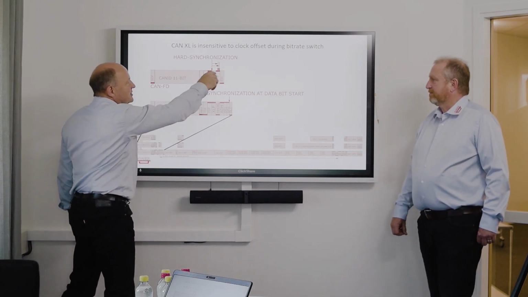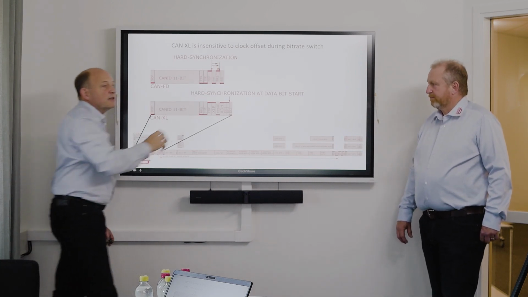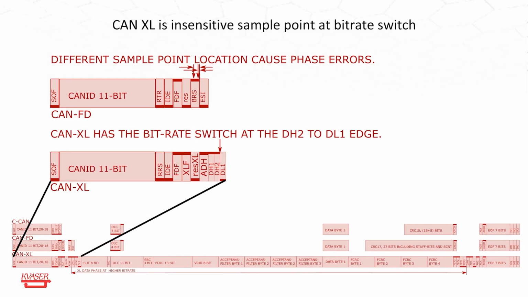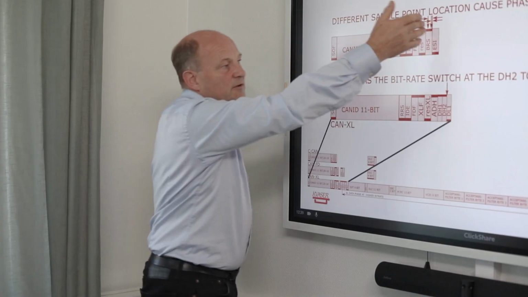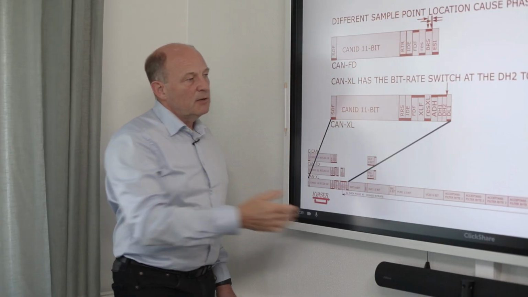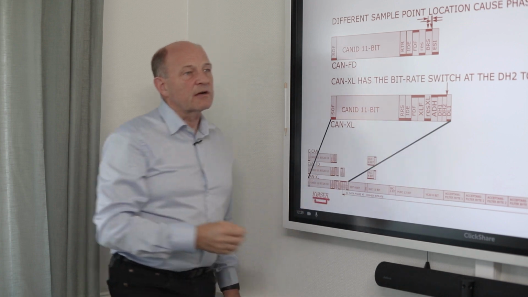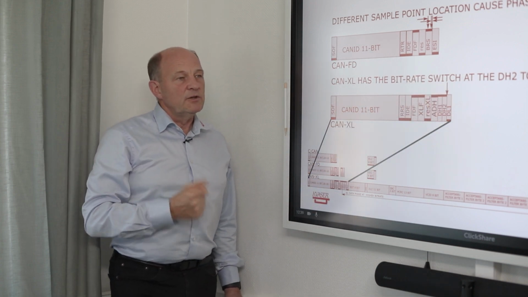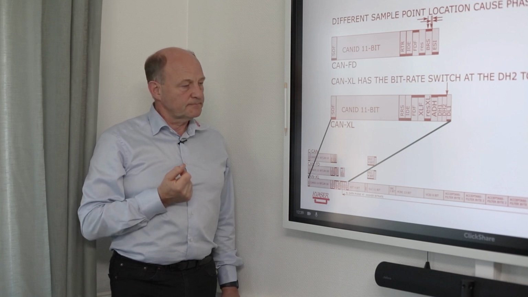So this here is about the phase offset you get due to the clock variation. If you look here, we have a second problem that adds to the first problem: if different nodes on the bus have the sample point at different locations, that will add an additional phase offset to the start of the data bits. But again, because of this edge here, which will synchronize the data bit sample point correctly, you don't have that problem anymore.